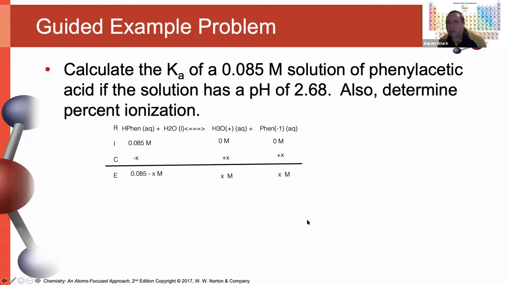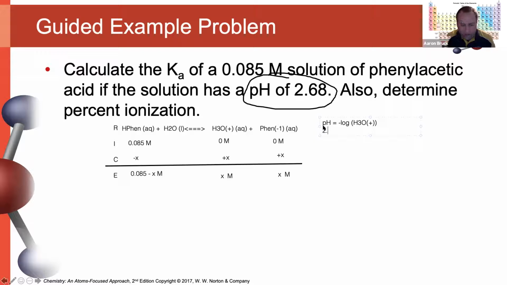Now, the real key on this one is we haven't been given a Ka. So we're not solving this ICE table to figure out what X is. We're actually going to solve this ICE table to figure out what Ka is. Now, where is that other piece of information coming from? Well, it's coming from our pH. Remember that pH is equal to the negative log of the hydronium, H3O plus, concentration.